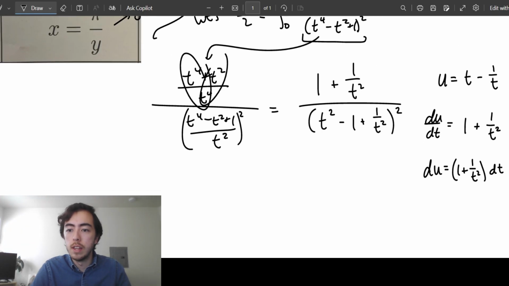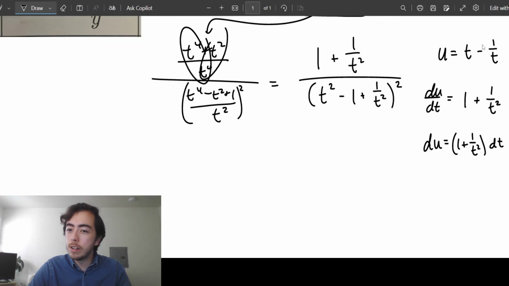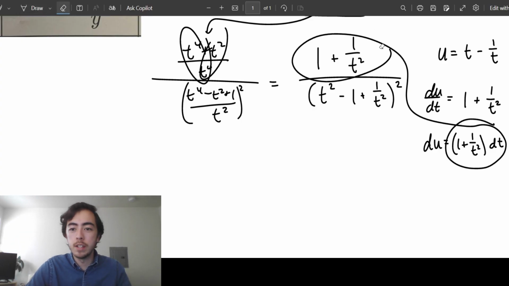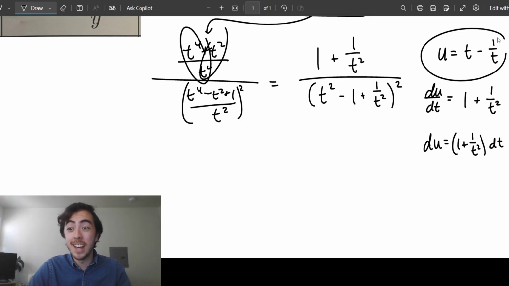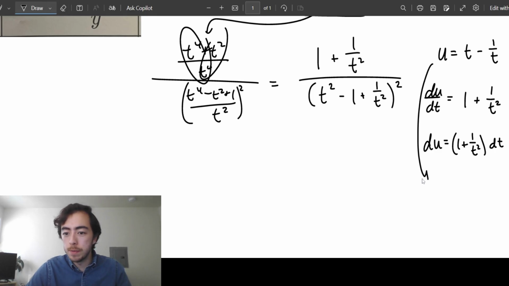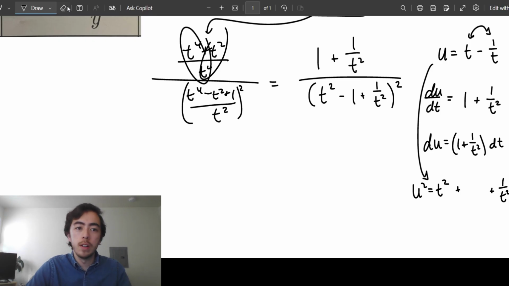And then currently, I see this part show up right here in my integrand, but I don't yet see this part showing up down here. So I think I do need to square this u. So u squared is going to be t squared, and then plus 1 over t squared at the end, and then twice this product right here, which is going to just be a minus 2.